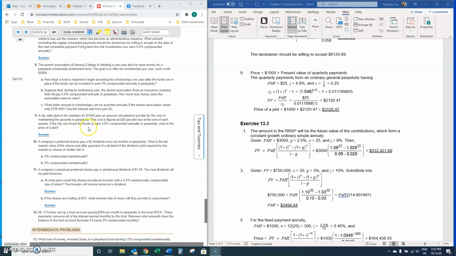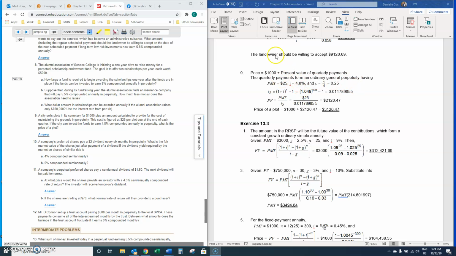If the city can invest the funds to earn 4.8%, that's the interest rate, compounded annually, so the payments are quarterly, but the compounding is annually, in perpetuity, what is the price of the plot? So for this one, it's quarterly payments, compounding is annually. So therefore, it's an ordinary general perpetuity.